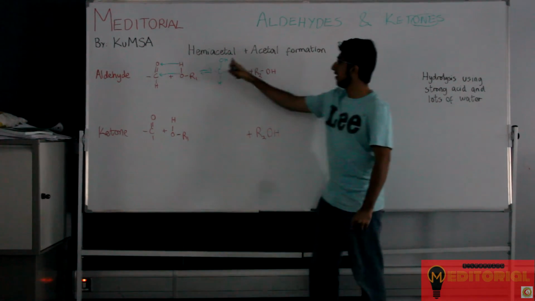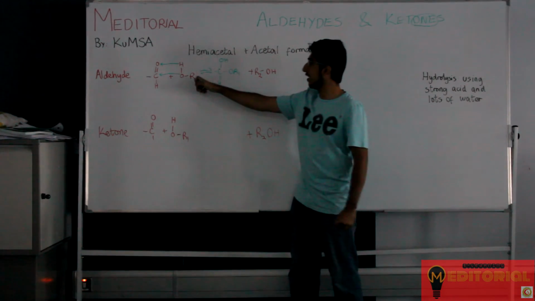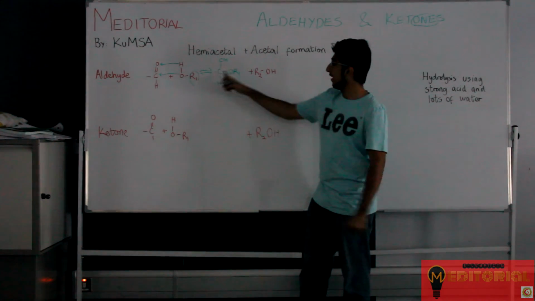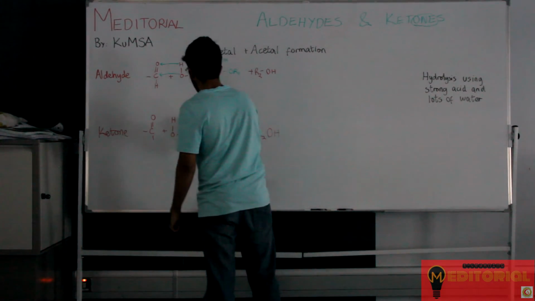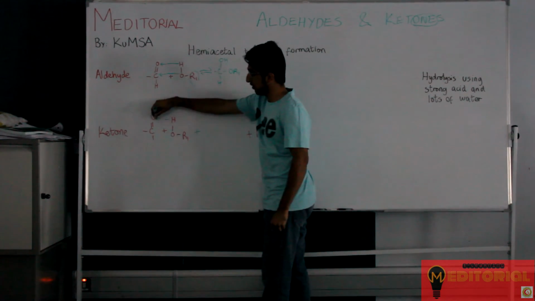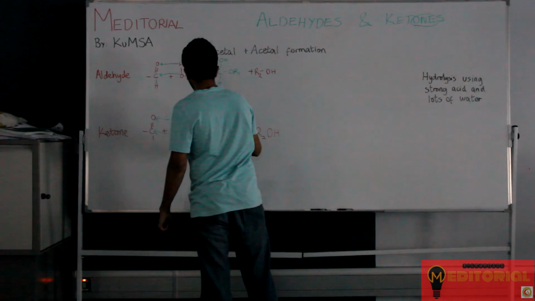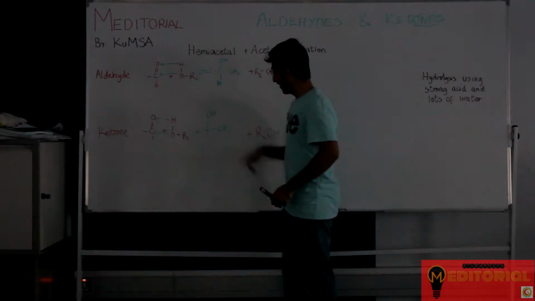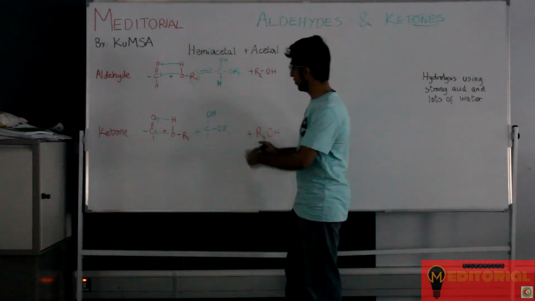Something like that. Now, the hydrogen attaches here, and the oxygen, along with the rest of the molecule, connects right here. As for here, the same thing happens. This hydrogen connects with this oxygen, and this oxygen connects with this carbon. So you end up getting something like this. This is what a hemiacetal of a ketone looks like.